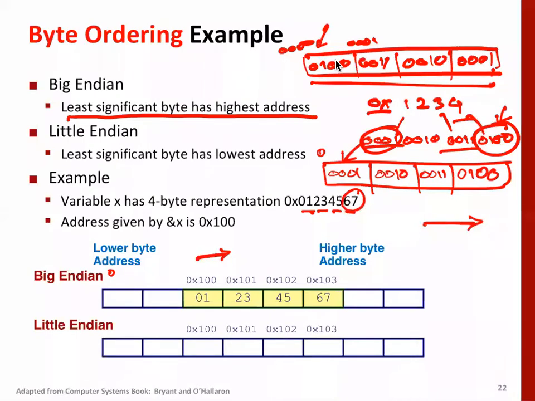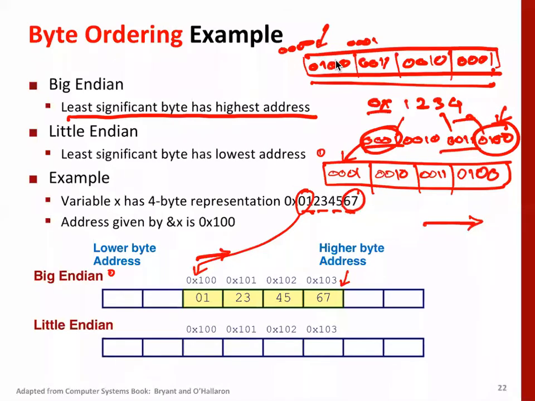The 67. Now where will this 67 go? According to big endian, the least significant byte has the highest address. It means that this is 67, so it will go to the highest address. And then the MSB is at the lowest address. So 0, 1 will come here. This is the lowest address. And if you reverse this, then you have little endian, right?